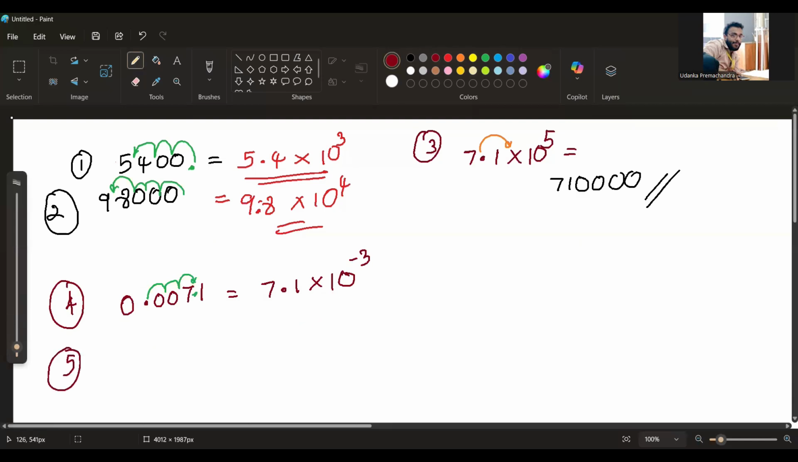Good. One more thing: 0.0053. Again, if you move like that, it should be 1, 2, 3, 4. If you move 4 times, you can write it as 5.3 into 10 to the power -4. Is that clear? Okay, can you write down these things? And we will quickly move to the exercise.